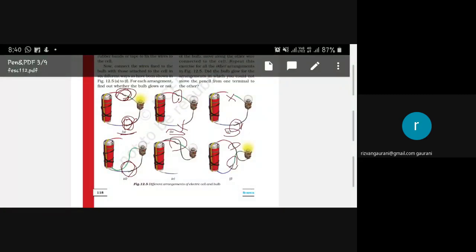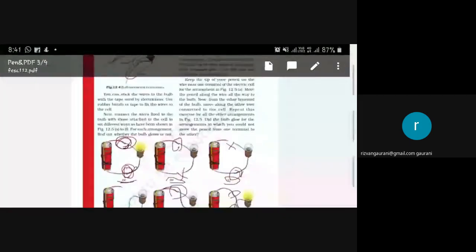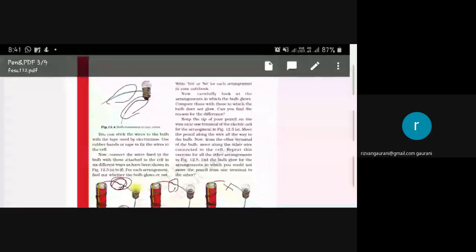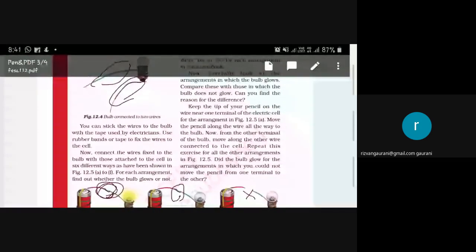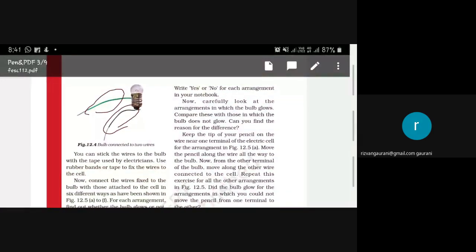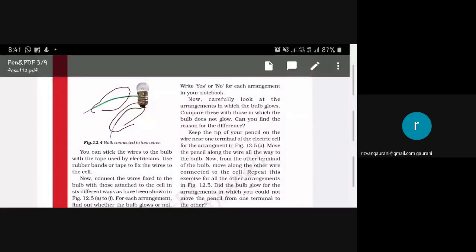This is a very good example and experiment you can do at your home with the help of your parents. So this is the activity which is done with the bulb. I will read it now.